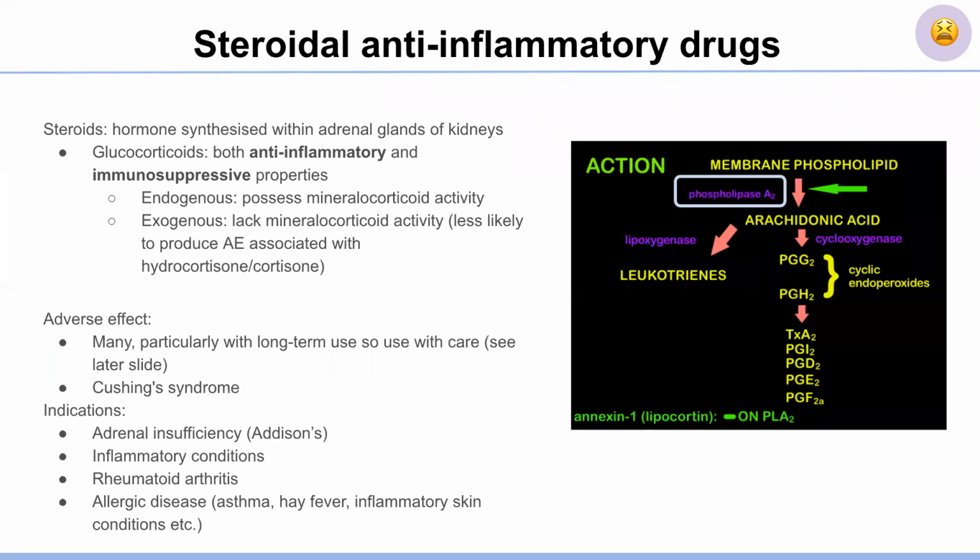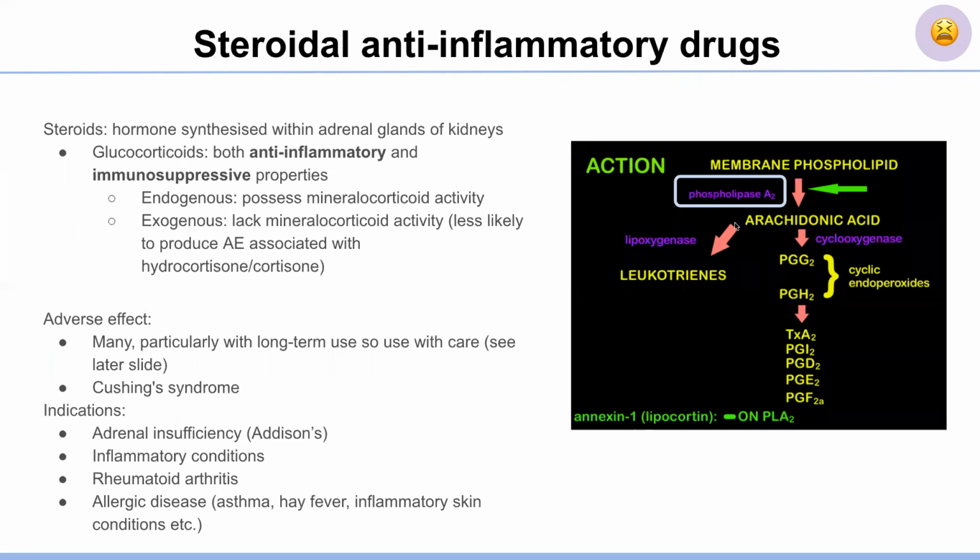So steroidal anti-inflammatory drugs act like steroids, which are hormones that are synthesized within the adrenal glands. Now, if we look over to the right, they act on phospholipase, which is higher than the COX enzyme hit by NSAIDs, so no prostaglandins or leukotrienes as a side effect. Glucocorticoids have both anti-inflammatory and immunosuppressive properties.